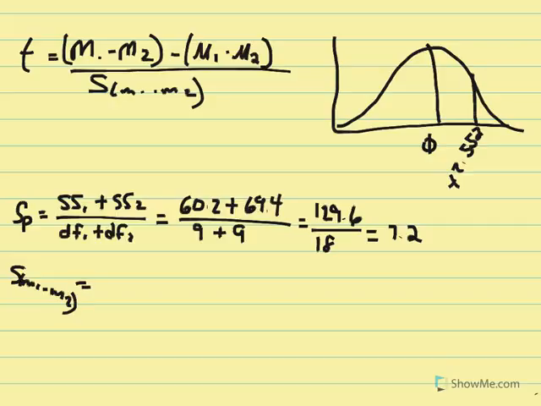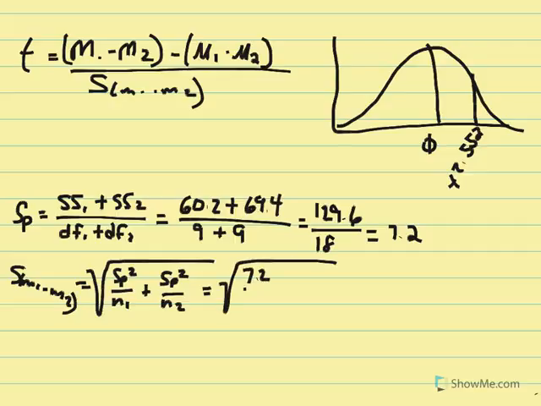Notice that, again, each statistic leads to the next. Our equation is the square root of the pooled variance divided by sample 1's size, added to the pooled variance divided by sample 2's size. So if we replace variables, we get 7.2 over 10 added to 7.2 over 10. Okay, and then 7.2 divided by 10 gives us 0.72 plus 0.72. So we're looking for the square root of 1.44.